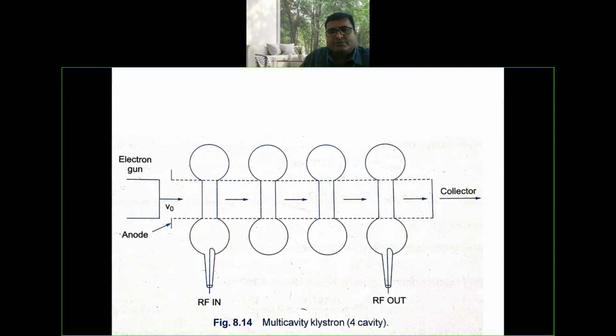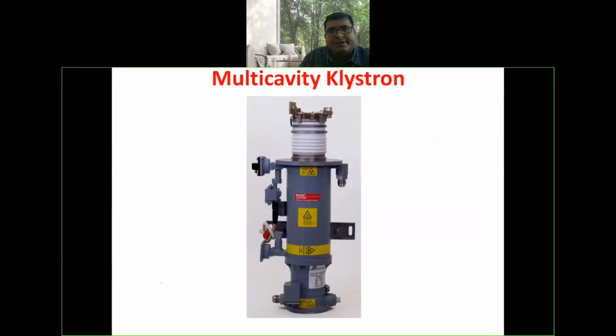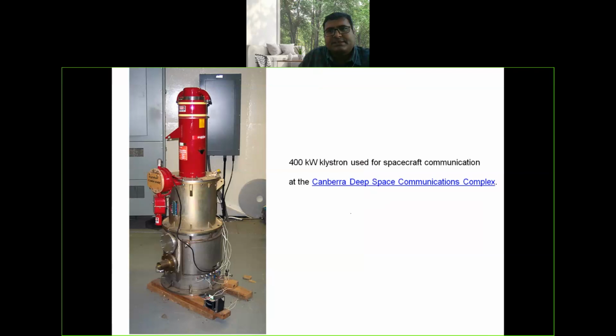Multi-cavity Klystron. To achieve higher gains, multi-cavity Klystrons are preferable. You can observe the real-time diagram of multi-cavity Klystron amplifier. Here one more diagram is there: 4 kilowatt Klystron used for spacecraft communication at the Canberra Deep Space Communication Complex.